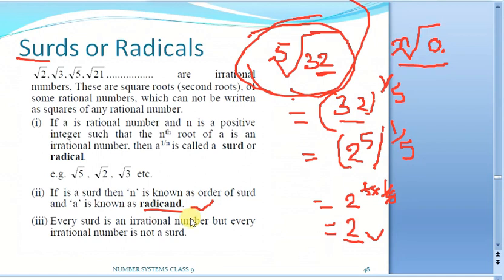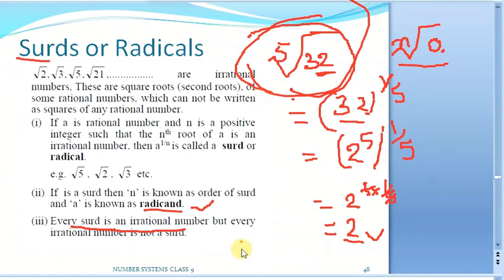Here there is one more important point to note. Now see, every surd is going to be an irrational number. You take any surd, that is going to be an irrational number. Why? Because we are defining surds as irrational numbers. Surds are irrational numbers, but every irrational number need not be a surd.